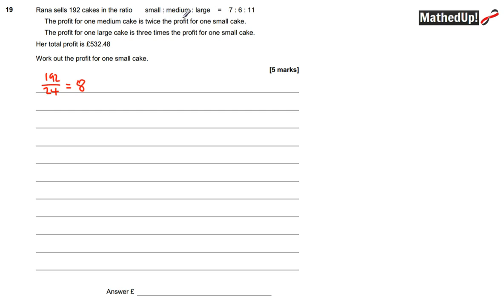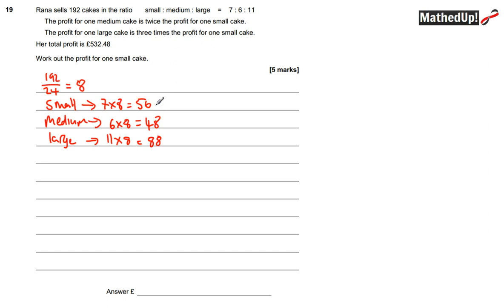Okay, so how many small cakes does she sell? So let's say small is going to be, well, we're going to have 7 times 8, which is 56, and then medium, that's going to be 6 times 8, which is 48, and then we've got our large, which is going to be 11 times 8, which is equal to 88. Okay, so she sells 56 small cakes, 48 medium cakes, and 88 large cakes.